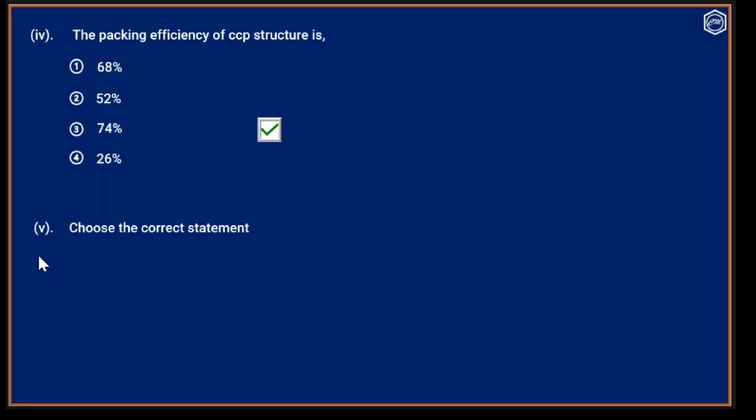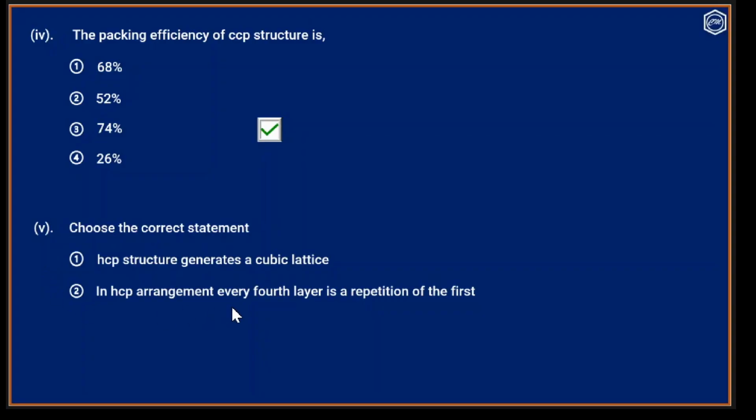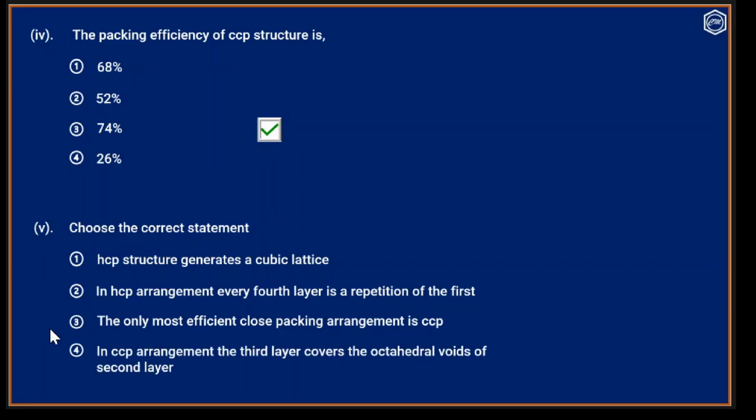Then choose the correct statement. HCP structure generates a cubic lattice. In HCP arrangement, every fourth layer is a repetition of the first. The only most efficient close packing arrangement is CCP. In CCP arrangement, the third layer covers the octahedral voids of the second layer.